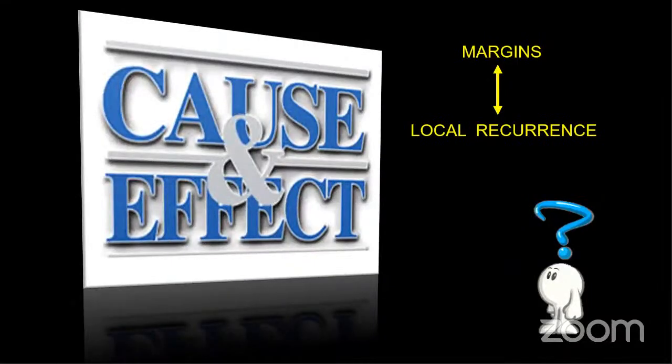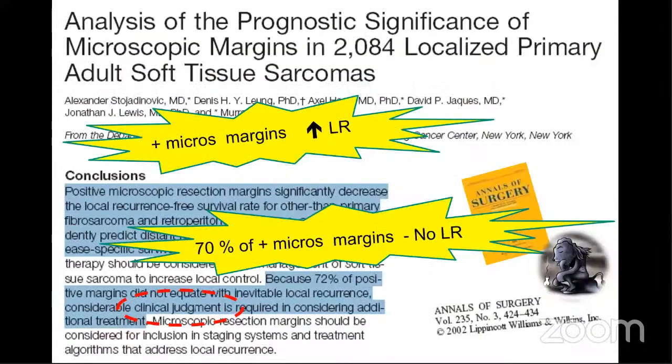But why are we speaking of these margins? And that is because they have an impact on local recurrence. What is the impact of these margins on local recurrence? We all know that microscopic margins will lead to increased local recurrence. But that does not mean that every person gets local recurrence. In fact, about 30 to 40% of positive margins only get a local recurrence. It's not that every case gets one. And that is why clinical judgment is very critical.